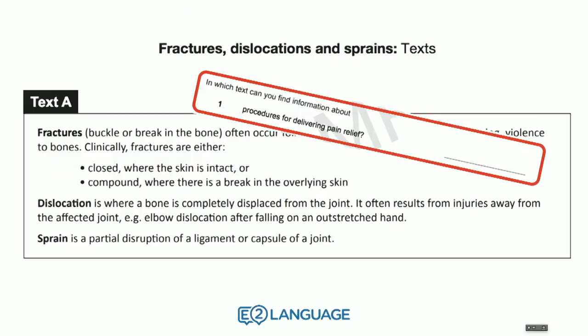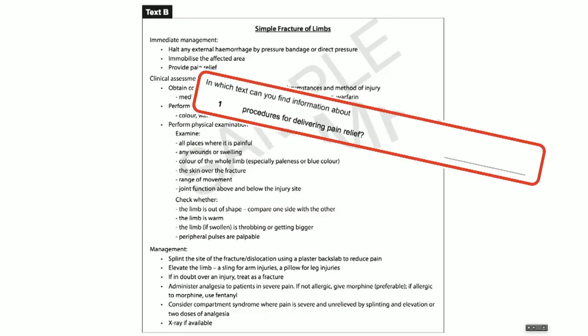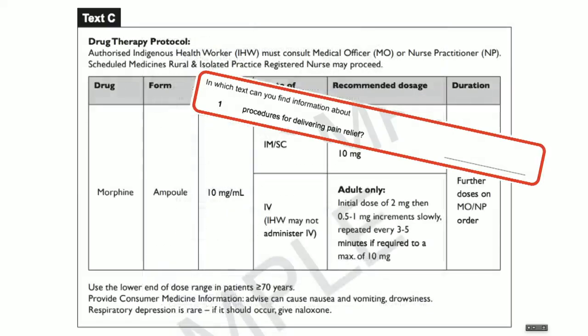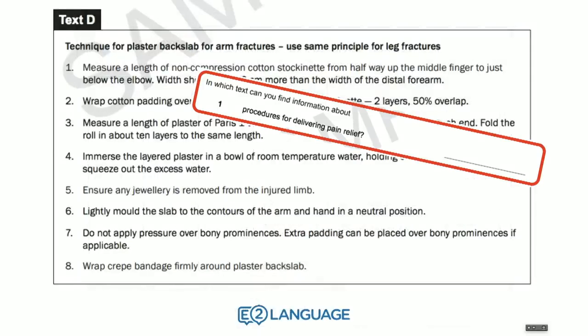So you're going to ask yourself, okay, would I find information about pain relief in text A? Probably not. Would I find information about pain relief in text B? Possibly. Would I find information about pain relief or procedures for delivering pain relief in text C? This looks very likely, doesn't it? You can see the big word morphine there, for example, and you can see milligrams and milliliters, for example. Or would it be in text D?